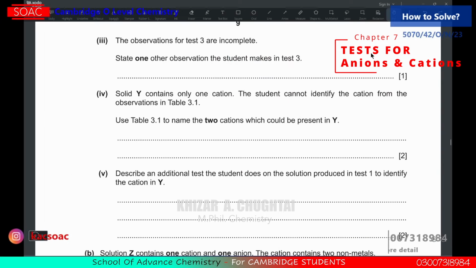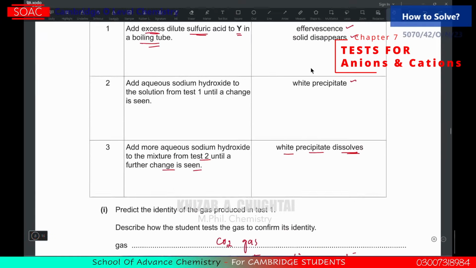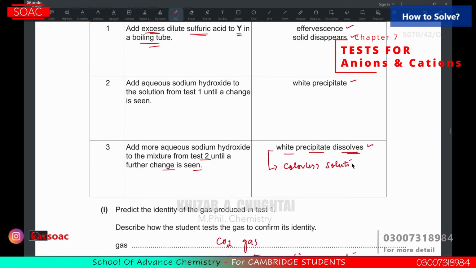The next thing: observations for test 3 are incomplete. State one other observation the student made in test 3. So what is the other observation in test 3? Test 3: add more sodium hydroxide to the mixture from test 2 until further change is seen. White precipitate dissolved. When the precipitate dissolves, we have to mention the color of the solution. In this case, as there is a non-transition element, a colorless solution will be obtained.